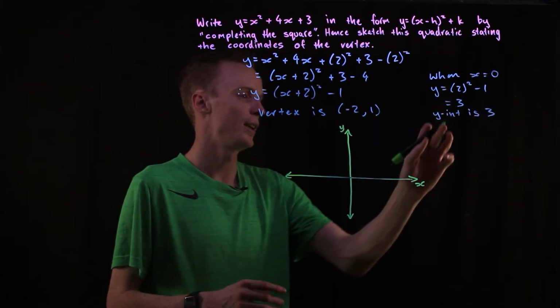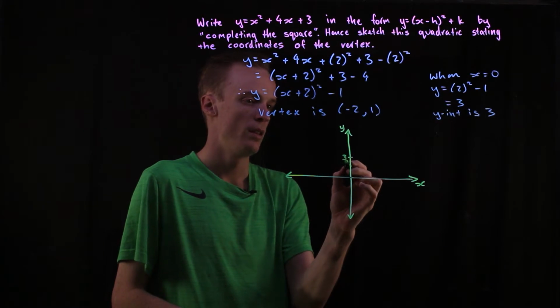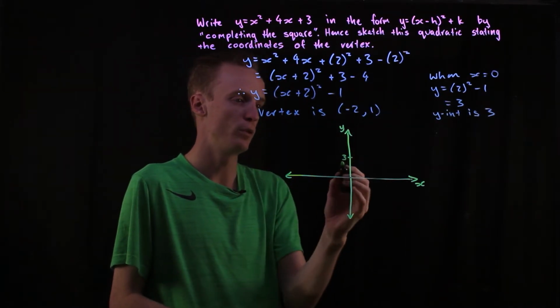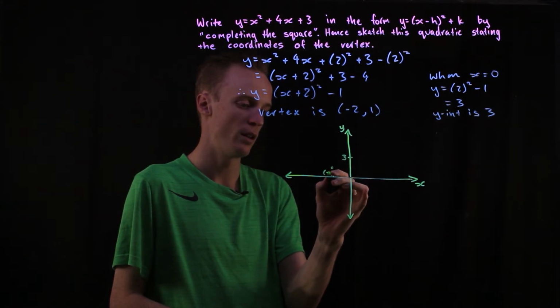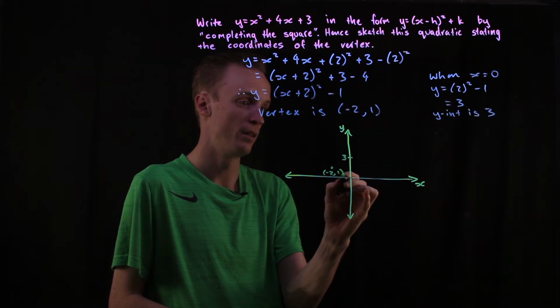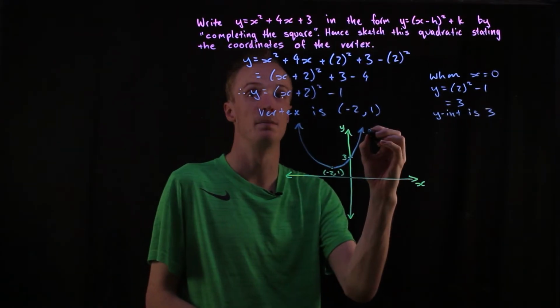Now I'll start by locating my y-intercept at 3. And then my vertex, which will occur at (-2, 1), so it'll occur over here somewhere. And I put my coordinate down. Now I just sketch it and label it.